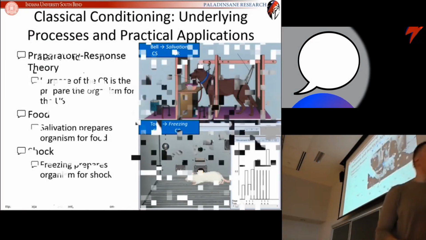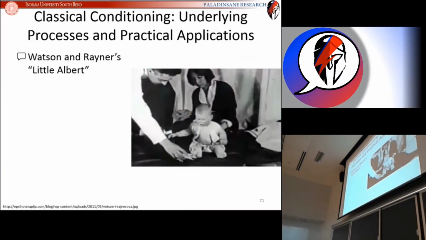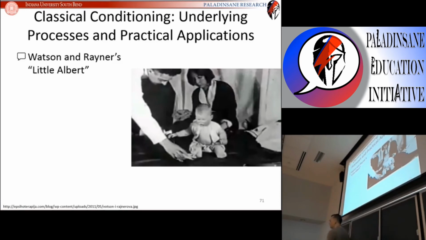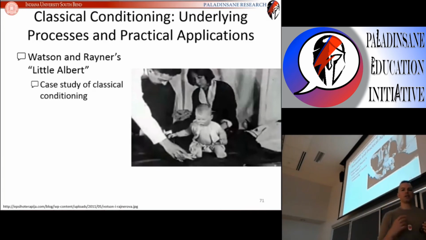So the last thing we're going to do today is introduce the Little Albert study that was done by Watson and Rayner. John Watson, the founder of behaviorism, did this study, and it was a classic case study of classical conditioning. We'll see the details of what occurred. They wanted to see if they could classically condition fear to a mouse in an infant, baby Albert.